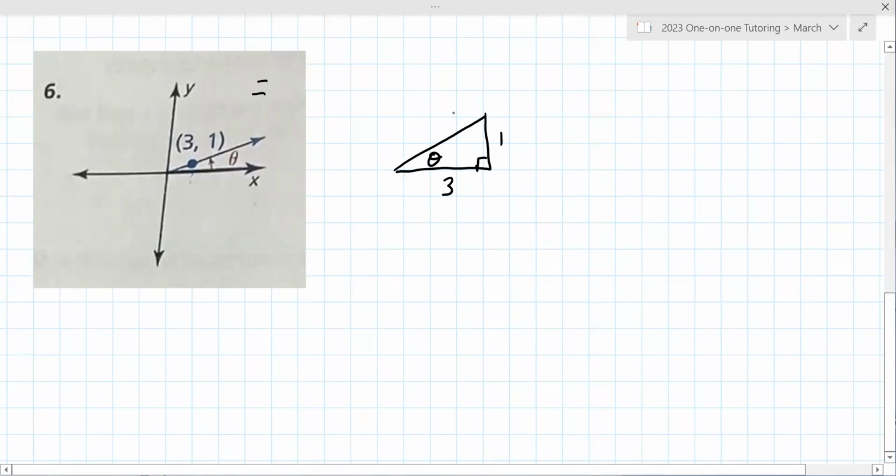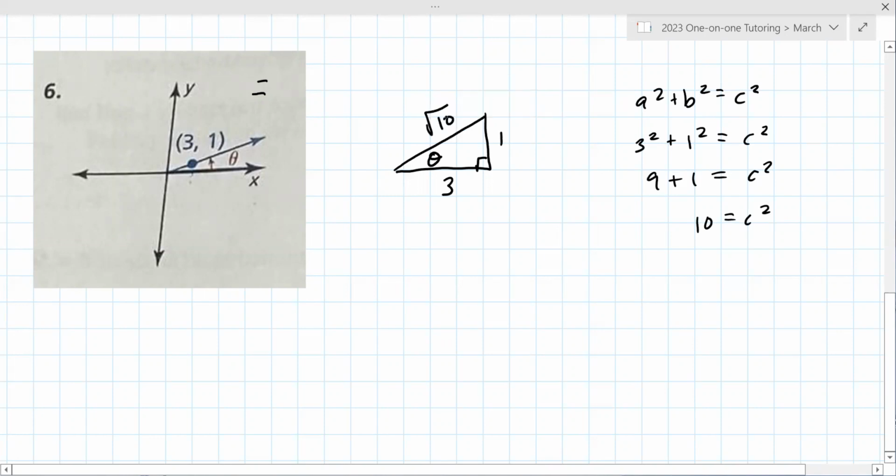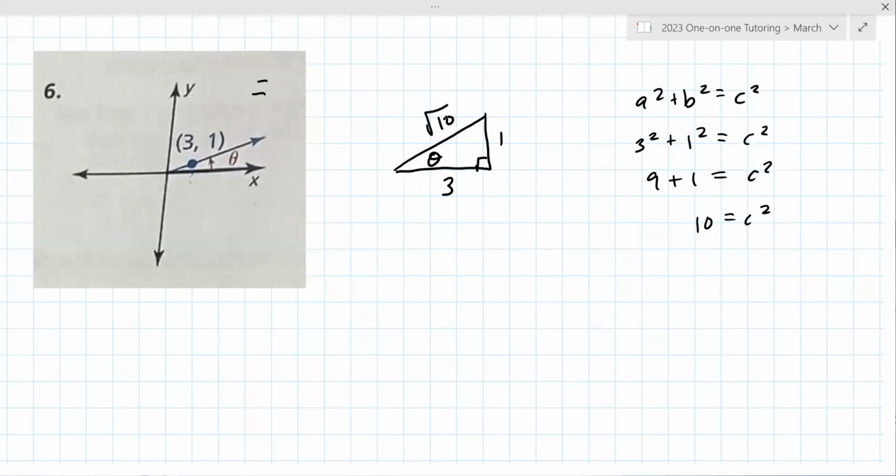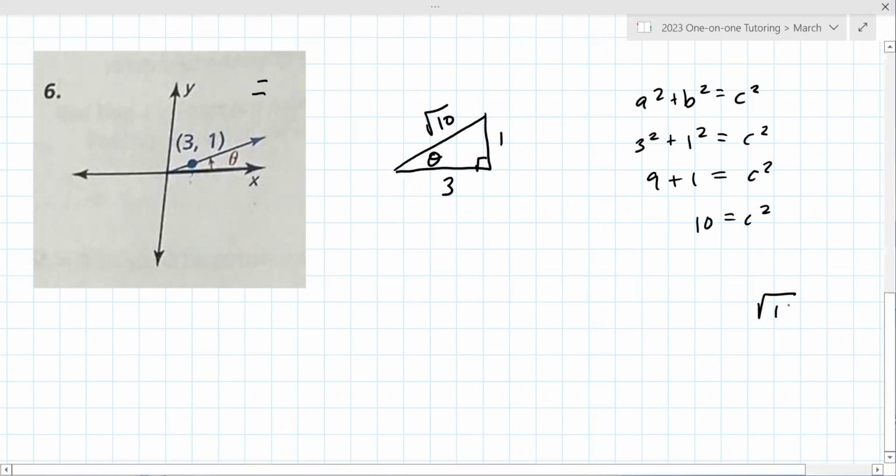Okay, now this time when you want to find the hypotenuse, like you said before, it's a squared plus b squared equals c squared. It's 3 squared plus 1 squared equals c squared. 9 plus 1 equals c squared. This is not a perfect square, but you can still write it as the square root of 10. Is that okay? Yes. So you just keep it as a radical always. Now let's just say it was something like the square root of 12, which reduces. You would want to reduce that.